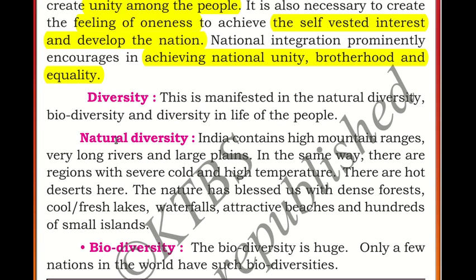Let's talk about diversity in our country. So diversity is the differences and variety, and this is manifested in the natural diversity, biodiversity, and diversity of life and people. So observe that diversity itself is definitely not a bad thing. In fact, there needs to be diversity for progress. Only from diversity will there be any kind of learning. So we need to try and make sure that we are using diversity for our benefits and try to ensure that it doesn't get in the way of national integration and unity.